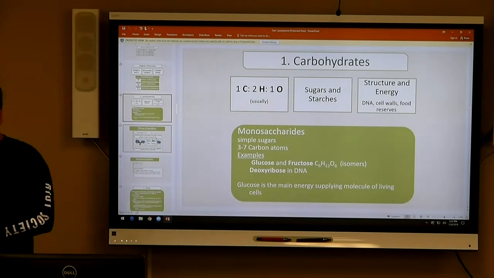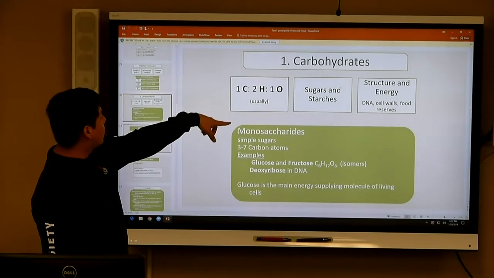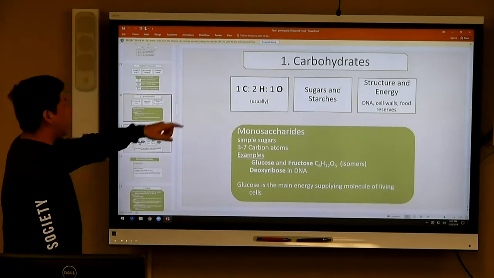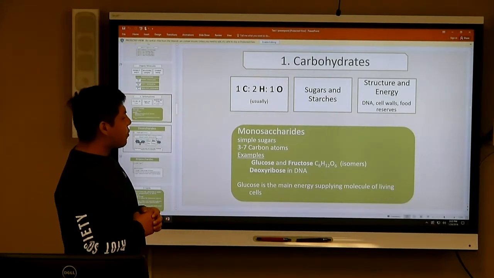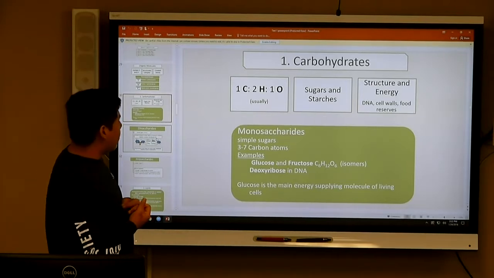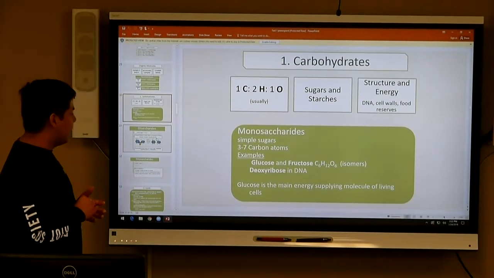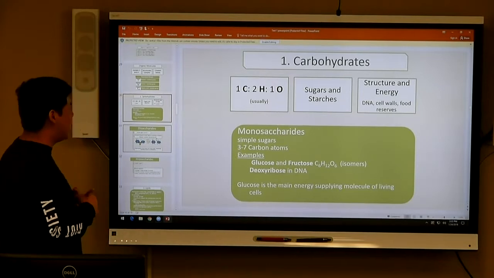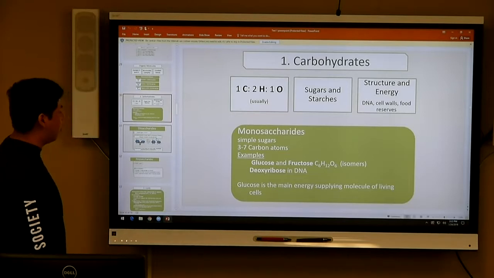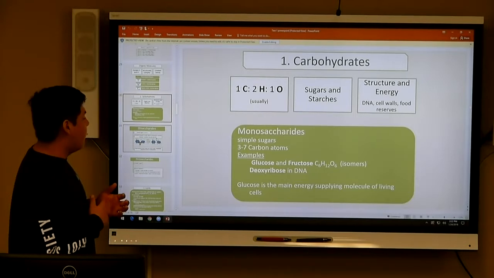Number 1, carbohydrates, C2H1O, usually sugars and starches. Functions: structure, energy, DNA, cell walls, and food reserves. Monosaccharides are simple sugars with 3 to 7 carbon atoms. Examples: glucose and fructose, and deoxyribose in DNA. Glucose is the main energy-supplying molecule of living cells.